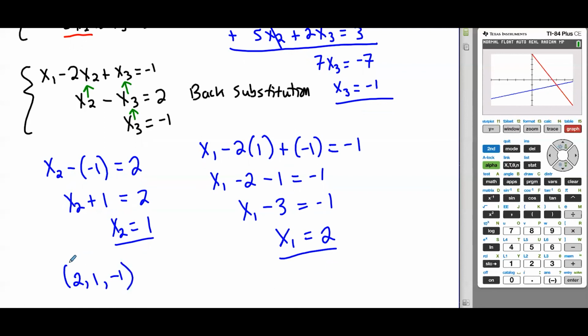You know, in Calc 3, you would probably call this x, y, and z. In linear algebra, we're going to say this is x1, this is x2, this is x3. Right? But it's the same thing. They're just names, right?